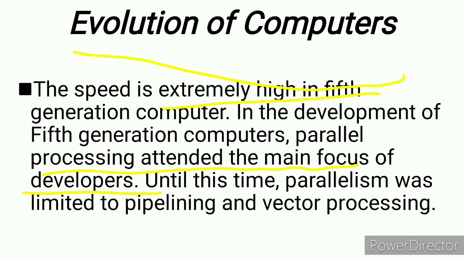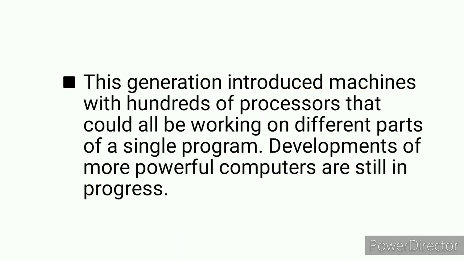So until this time, parallelism was limited to pipelining and vector processing. Earlier the components were different, but now the computers are so powerful that they can break a small task into smaller ones and process it through very small processors, which take tiny places. The size is reduced and everything, but the process is much faster in this generation.